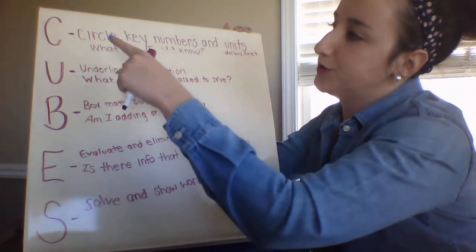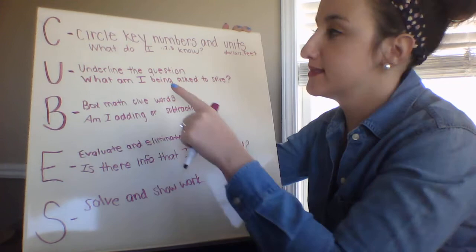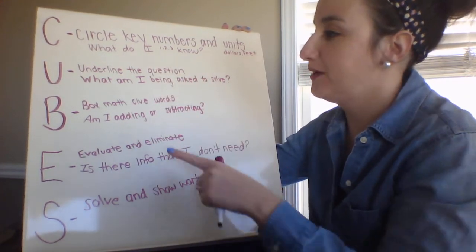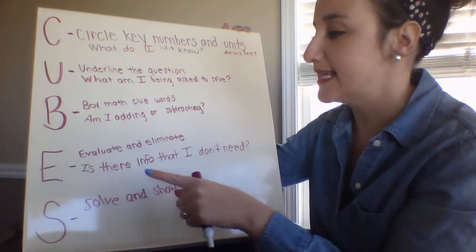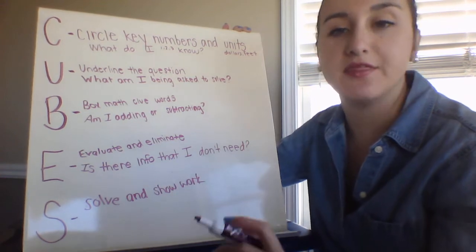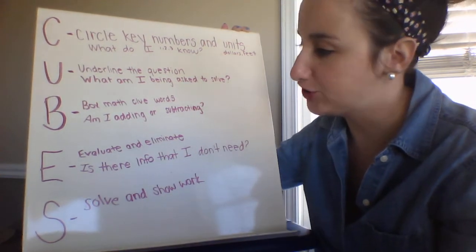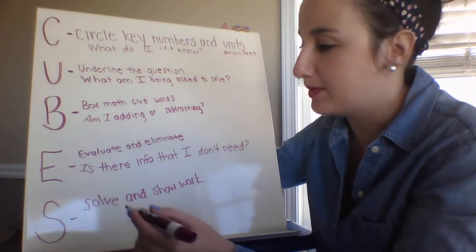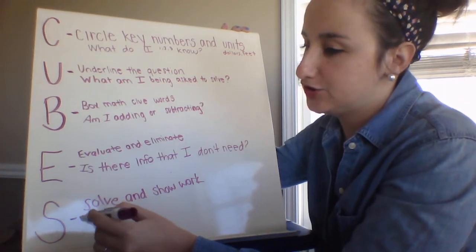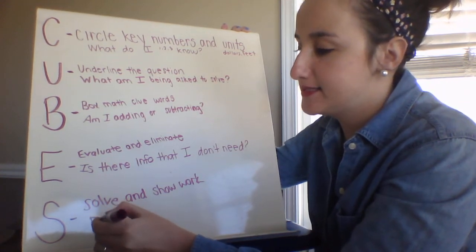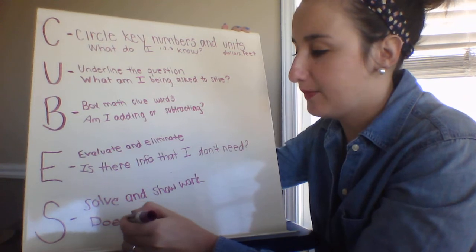Now the S stands for solve and show work. So after you circle key numbers, underline the question, box clue words, evaluate and eliminate, then you can solve and show your work for a math problem. This is where you would check to see, does my answer make sense?